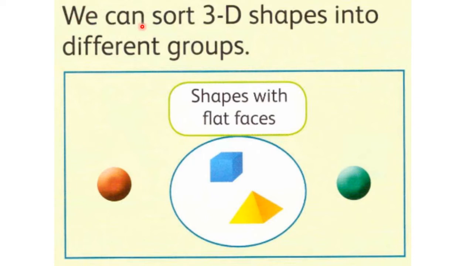We can sort 3D shapes into different groups using a Venn diagram. Here's our group. We have a cube and we have a pyramid. Outside we have a sphere and another sphere. The rule for this group is shapes with flat faces.